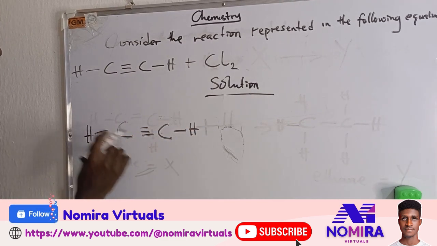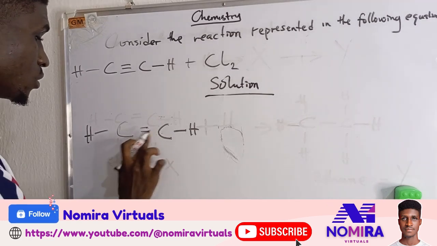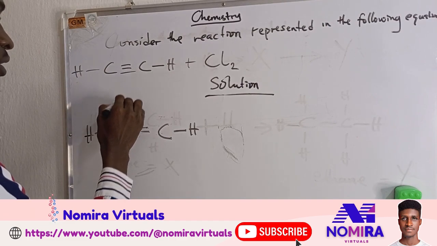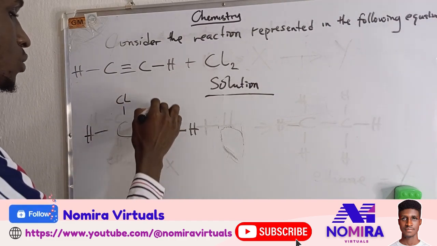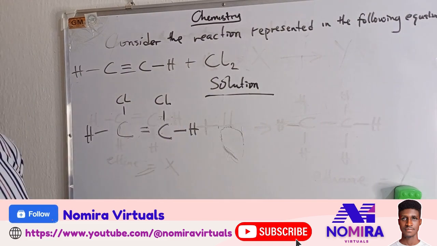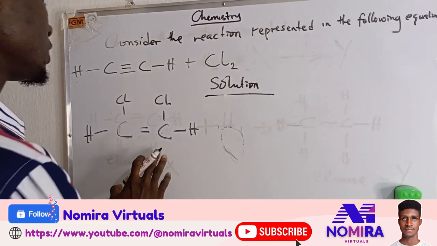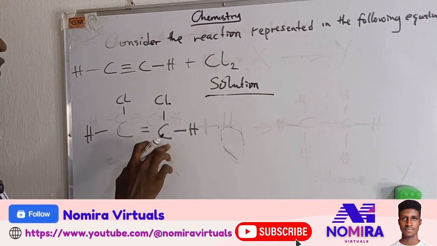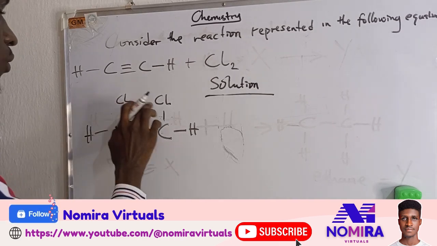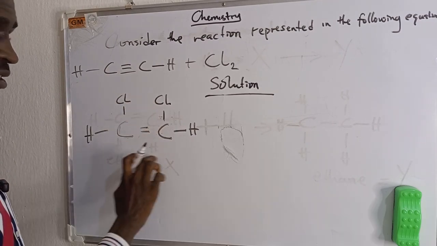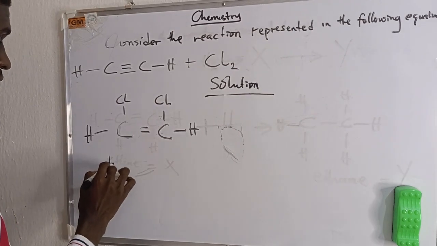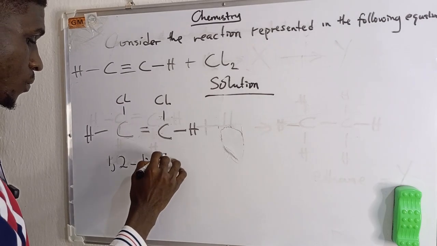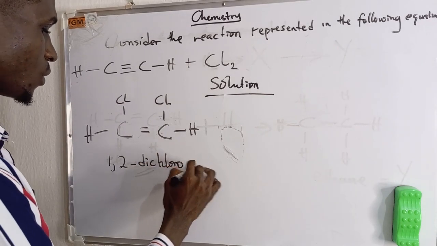first bond, the first pi bond. When we break it, we will introduce chlorine here, and then we'll introduce chlorine on the second carbon. Now, this is what we call 1,2-dichloroethene. That is 1,2-dichloro what? Ethene.